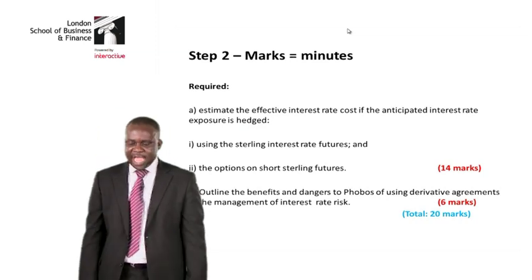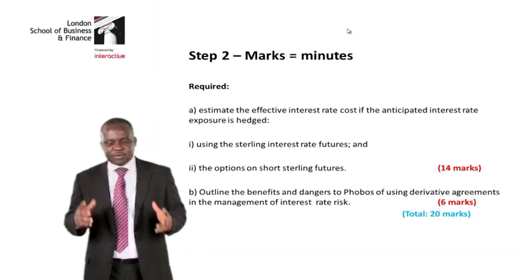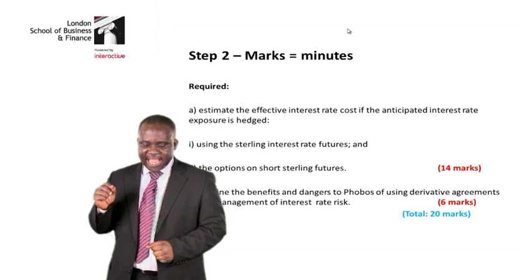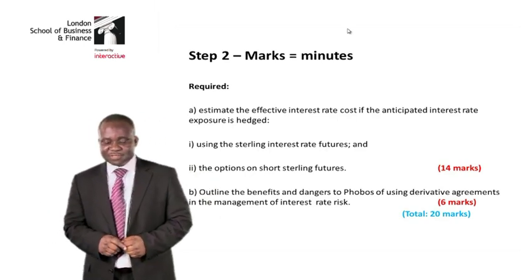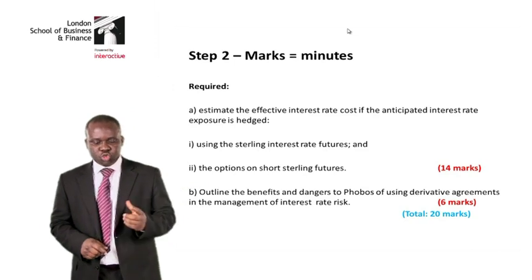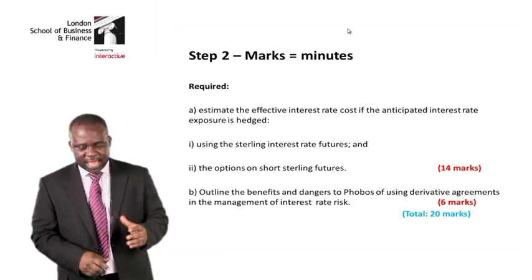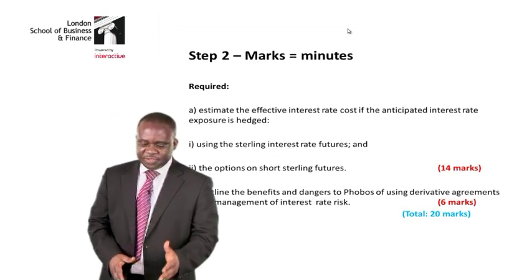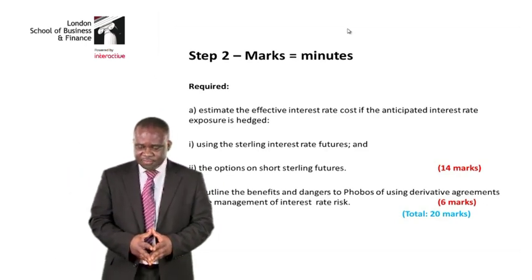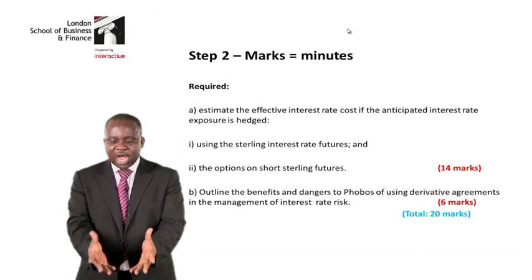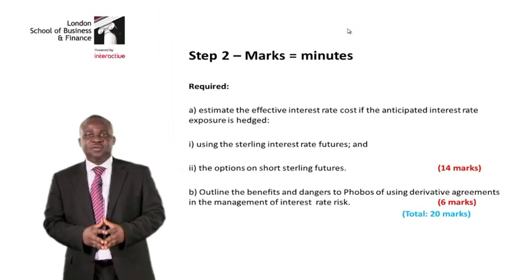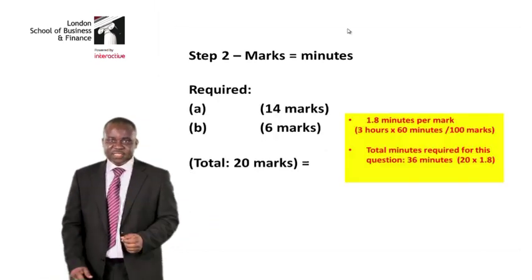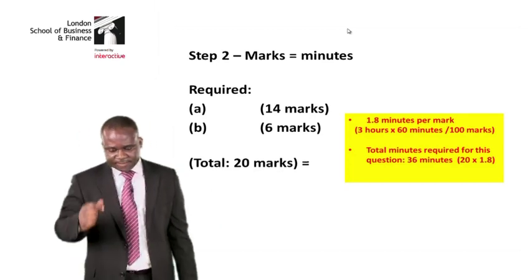So let's see how I have divided it. If you read the question requirement, you will see that the A was for 14 marks, and it was asking for the estimate of the effective interest rate or interest cost using the futures contract and the option. The B was to discuss the benefits and dangers of using derivative instruments for 6 marks. So how are you going to allocate the marks and the time? So A is for 14 marks, B is for 6 marks.